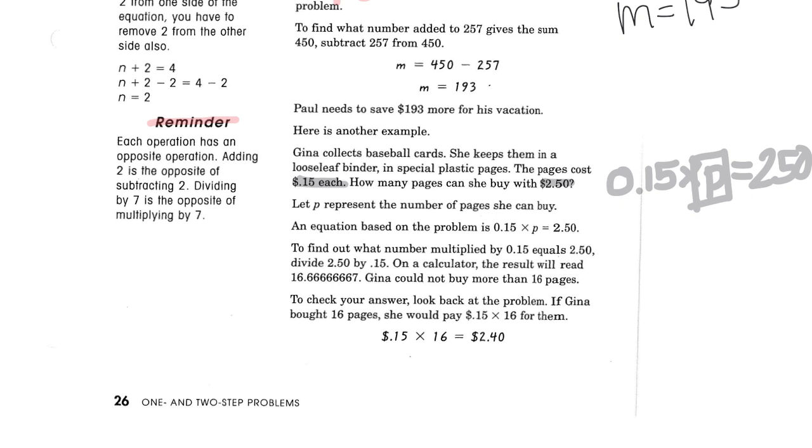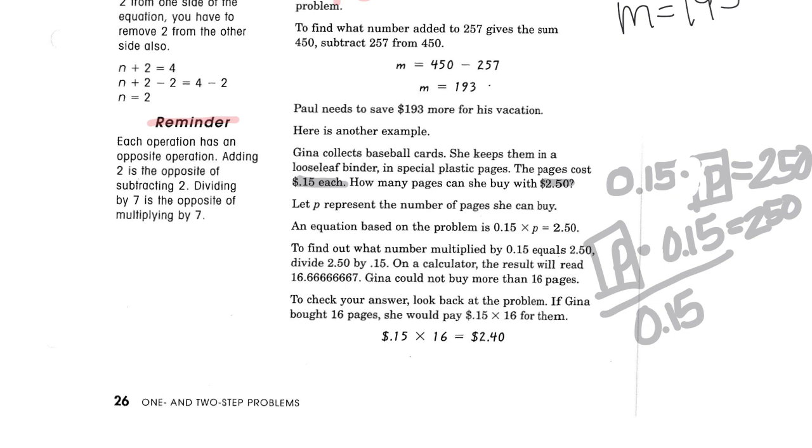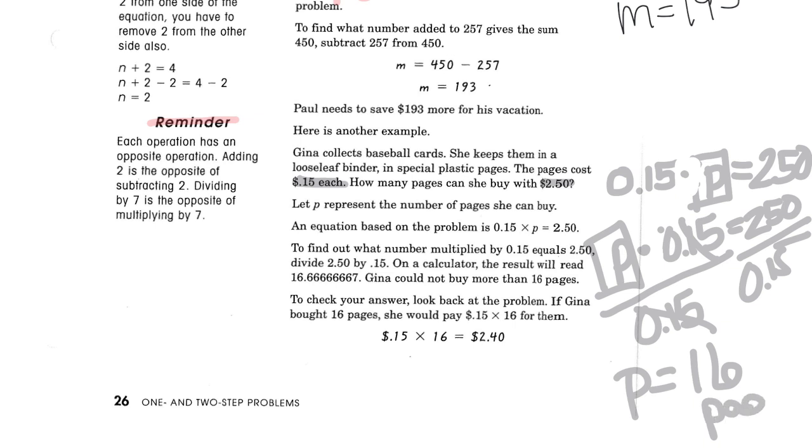okay, this one's a little bit different. So you could write P times 0.15. Now this is why I don't like to use the times or the X key, because that looks like the X. So we're going to go back and make sure we're using our point, equals 250. Now, if I box in my variable, what operation is being done to my variable? It's multiplication. What's the opposite of multiplication? Division. So I'm going to divide both sides by 0.15. This cancels out. I get P equals 16. So it's 16 pages.